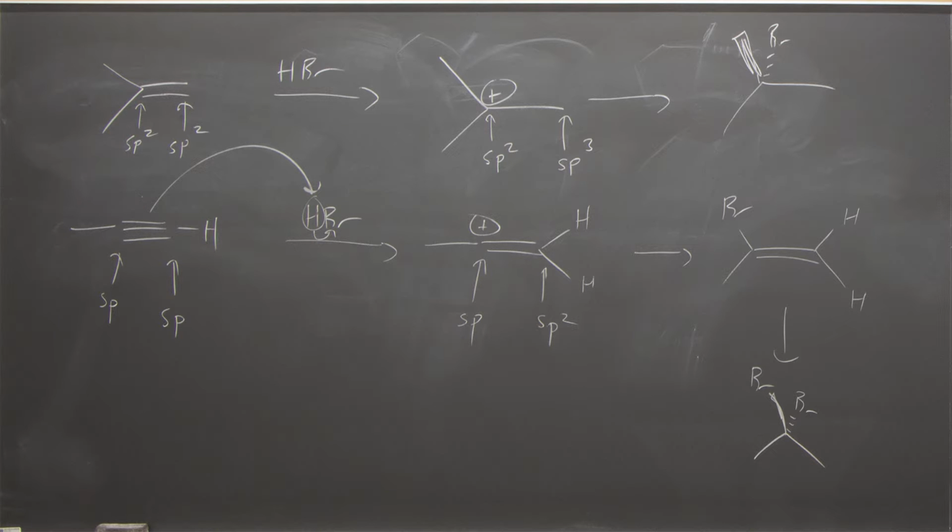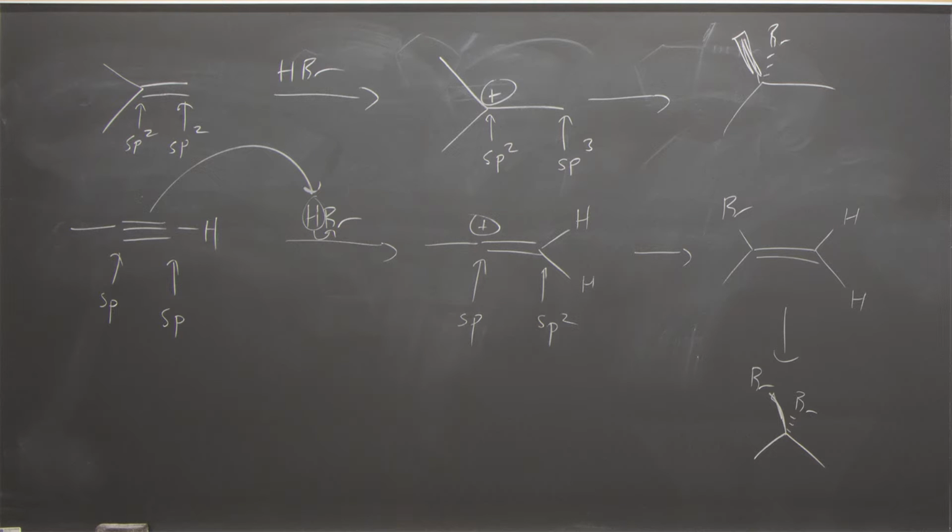Not that it would matter in this case, but if I had labeled the hydrogen where I could tell which side it ended up on, I would end up with a mixture of cis and trans alkenes. In this case, it already had a hydrogen, so I can't tell. But most likely, this is not going to stop, and it's going to undergo this again. But the same rules apply.